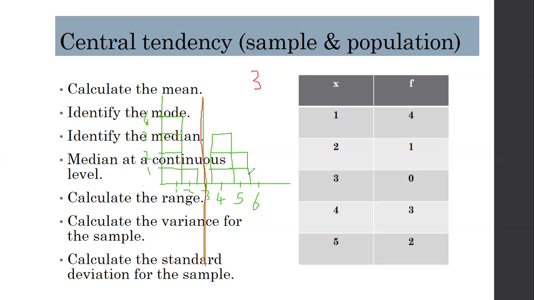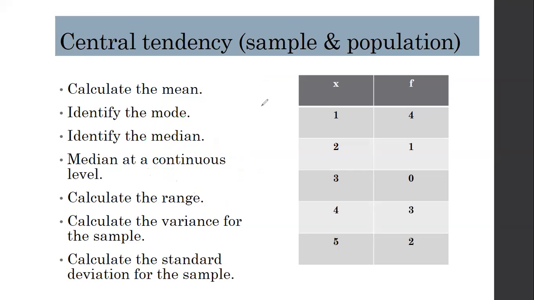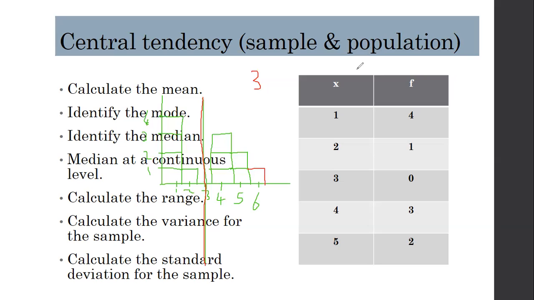But let us assume that there was another block here. Okay, let me erase this. Where do we draw that line? So we have 1, 2, 3, 4, 5, 6, 7, 8, 9, 10, 11. We need 5.5 and 5.5 on each side. Where do we draw that?